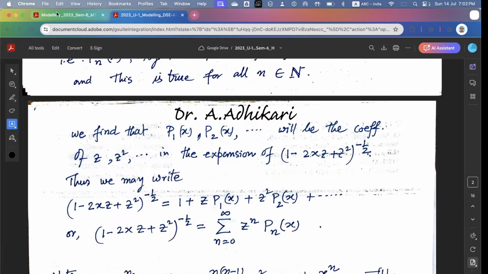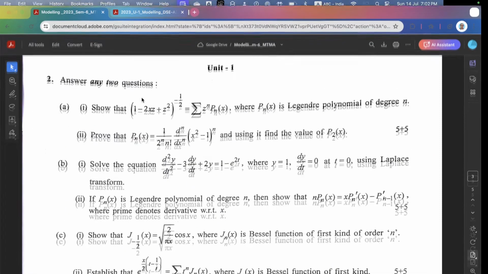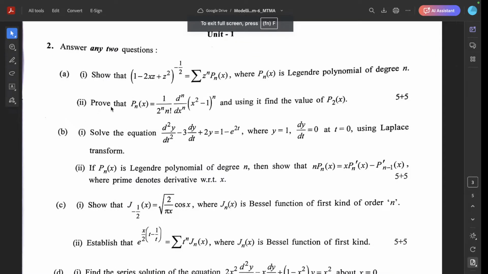Next question. Question 2a2: prove that Pn(x) equals 1 by 2 to the power n times n factorial, d^n/dx^n of (x squared minus 1) to the power n, and using it find the value of P2(x).